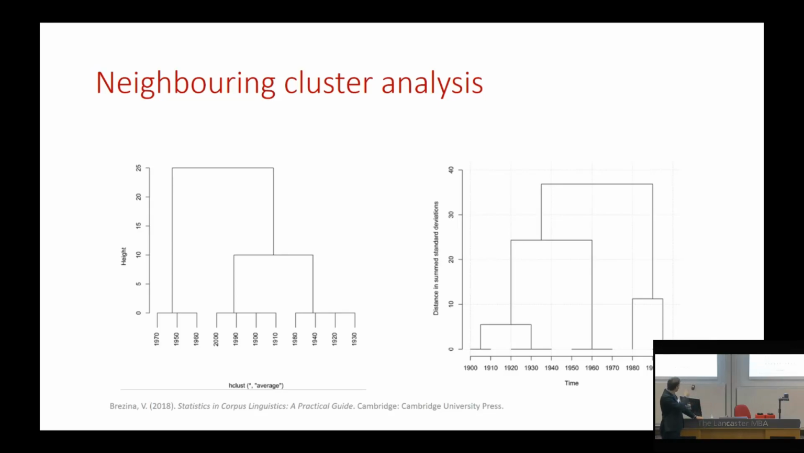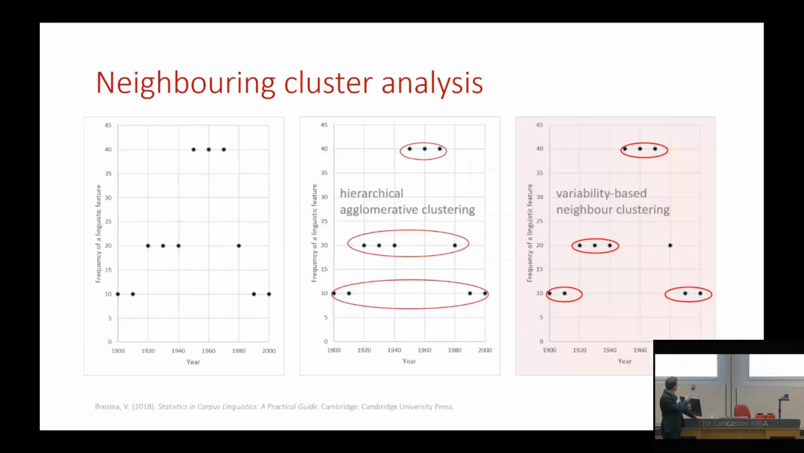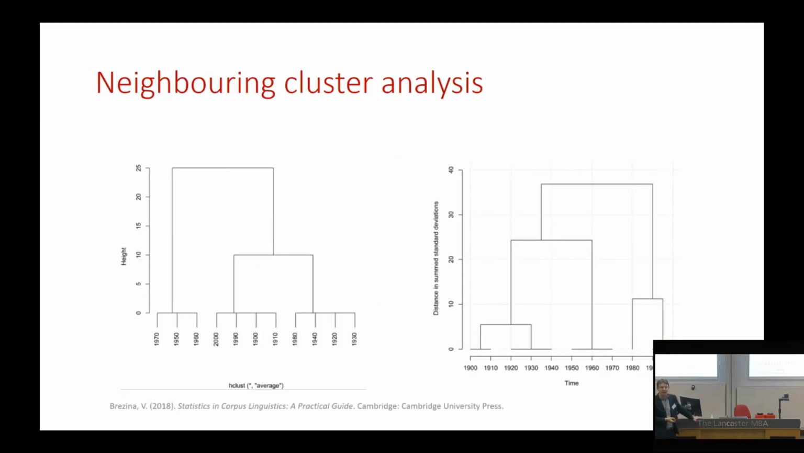This is a tree plot based on the same data set that I showed before. So this is the data set. This is the interpretation of the data set. The graph on the left is the traditional clustering algorithm that doesn't perform so well on diachronic data because it just jumbles the years. If you can see that, I have 1970, 1950, 1960, 2000, 1990, 1900, 1910, so all over the place.